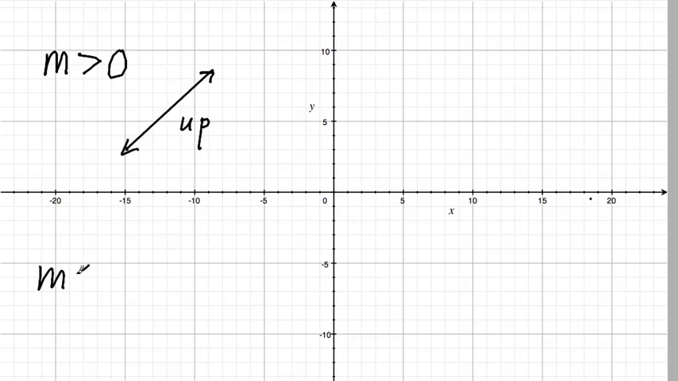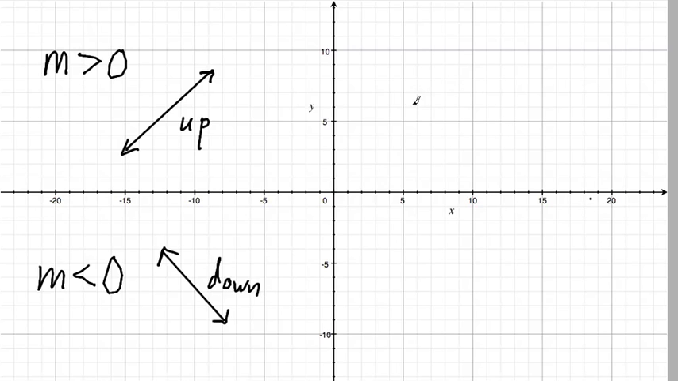Whereas when we had a slope that was less than 0, we had a line that went down. So if we have a negative slope, it is going down. So that's an important thing to notice about slope, is that its sign, whether it's bigger than 0 or less than 0, means that it's going up or down.